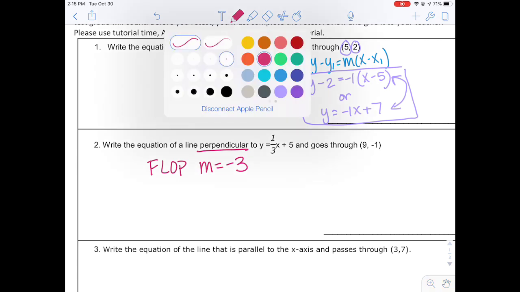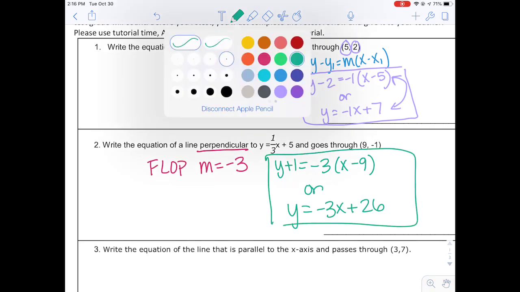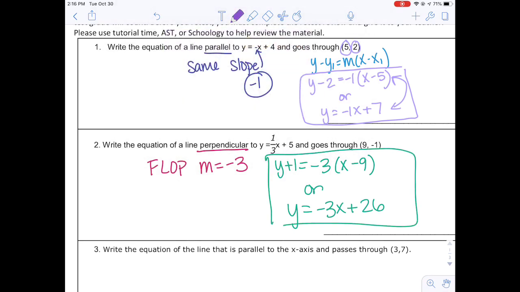So to go through point slope again, we will have y plus 1 because that's the opposite of a negative 1. My slope of negative 3, x minus 9. If you convert it, like solve for y, you should get negative 3x plus 26. And again, either of these are acceptable. So before you go in for that retest, make sure you know which way you're going for. In order to get here, you have to start here. So if you just want to stop there, that is totally okay.